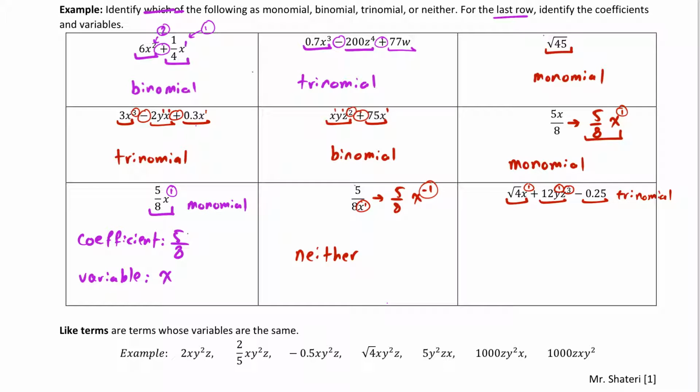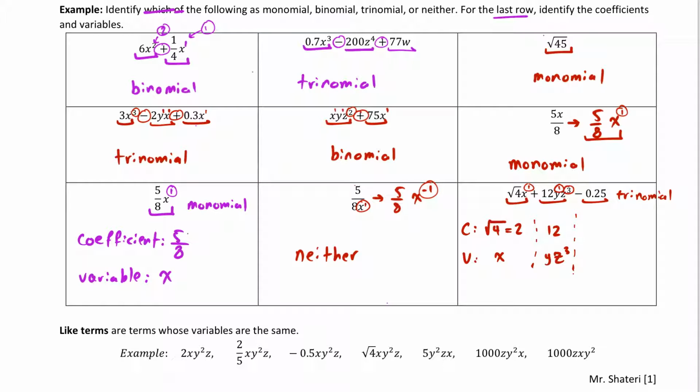In terms of coefficients and variables, I'm going to label C for coefficient and V for variables. So my first coefficient is square root of 4, which is also equal to 2. And the variable that is attached to it is x. And then my next coefficient is 12, which is multiplied by variables y, z, 3.